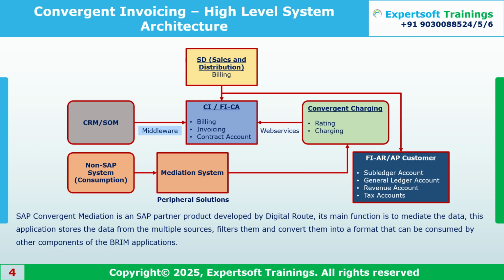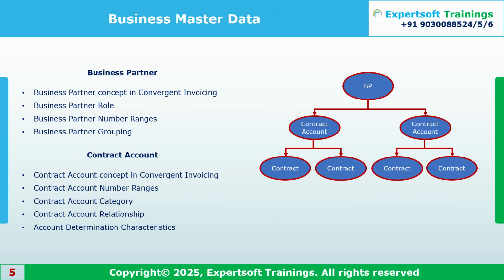Because see, if I go to the next level, we have the business master that I will discuss. So you'll notice the business partner has a contract account, and the contract account has my provider contracts. In convergent invoicing in the BRIM industry, those are known as provider contracts. So as soon as you submit the order for the customer, a provider contract will get created. So the provider contract is going to be assigned to your contract account. So these are my business master data, and this is my transactional master data. The below contract is my transactional master data.